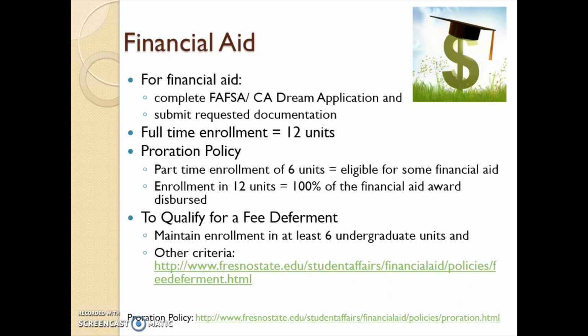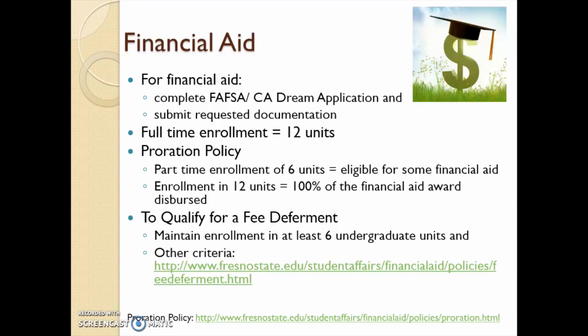To be considered for any form of financial aid, you must first complete your FAFSA or California DREAM Act application. The priority deadline for requested documentation, check your student portal under your to-do list, was June 1st, but can still be submitted. During your Dog Days orientation, you will have an opportunity to enroll in classes. For an undergraduate student, full-time enrollment is 12 units, and per proration policy, enrollment in at least 12 units will also make you eligible for 100% of your financial aid award.